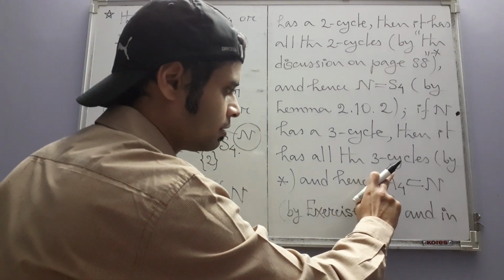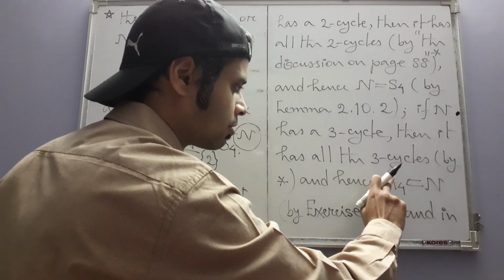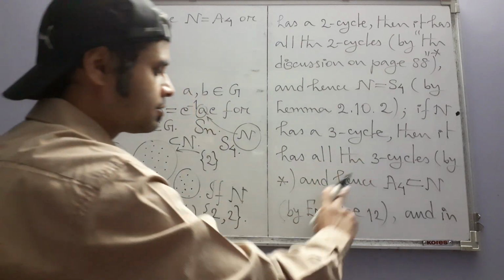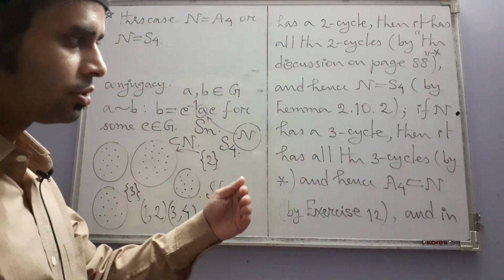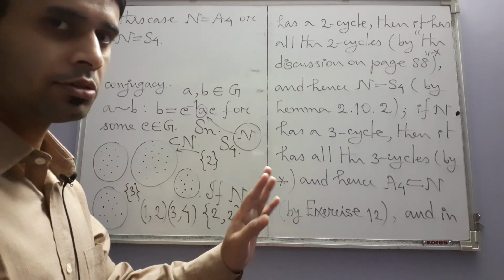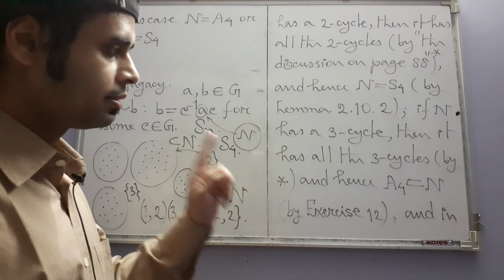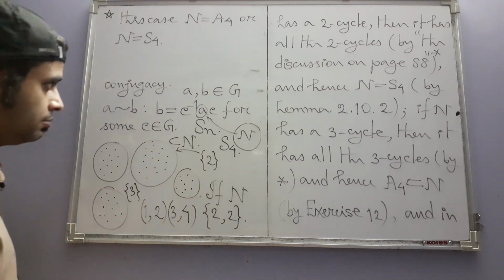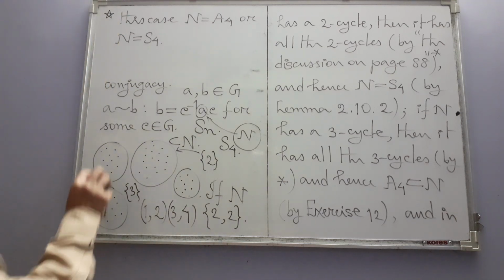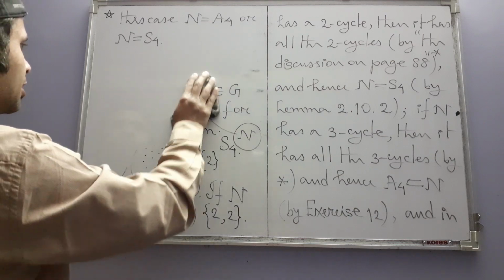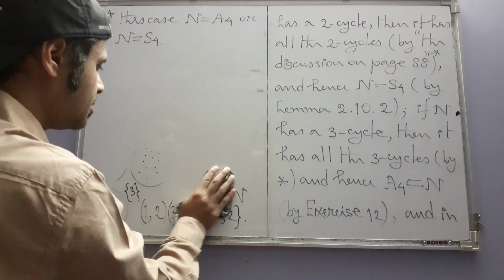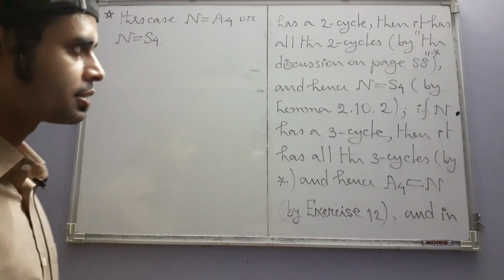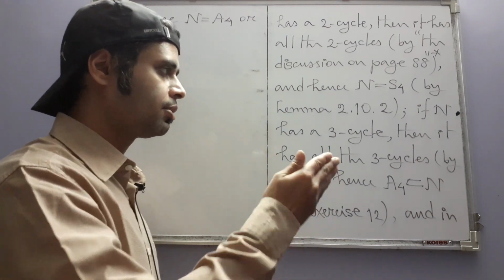That's because due to this containment, the order of A4, which is 12, should divide the order of N. Also, N is contained in S4, so the order of N should divide 24. So there are only two possibilities for the order of N: either 12 or 24, resulting in these two things. Okay, so now we understand what we have done. But you can see that none of these conclusions is possible. Why? Because our N is different from E, A4 and S4.